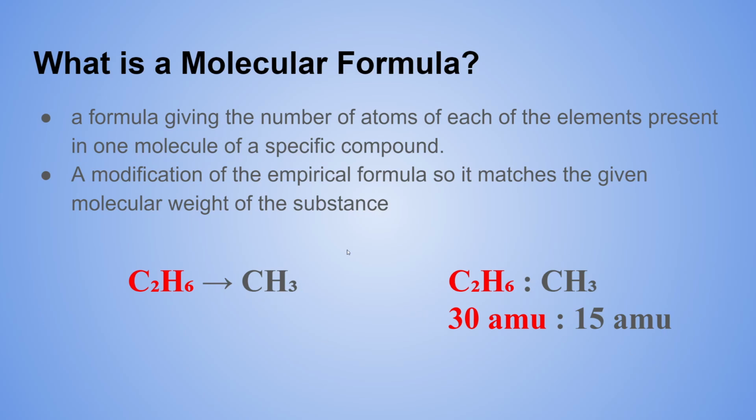So if you are given that it's 30 atomic mass units, you then have to multiply this by 2 to get C2H6, giving you the molecular formula. The ratio is still the same, but the mass is different because it's a different amount, and you need it to match the given molecular weight in the problem. And I'll give an example on this.